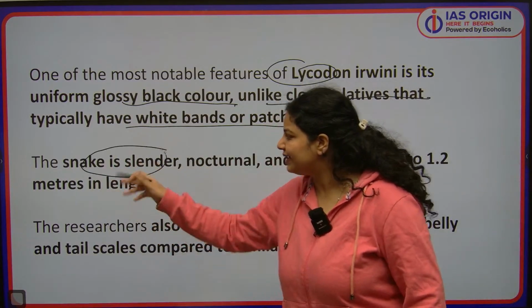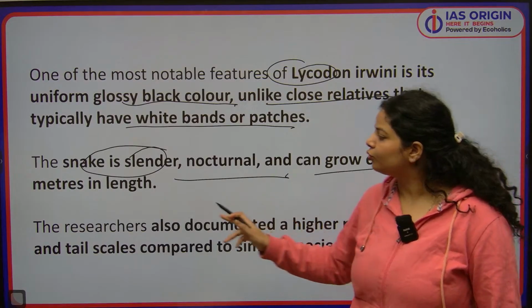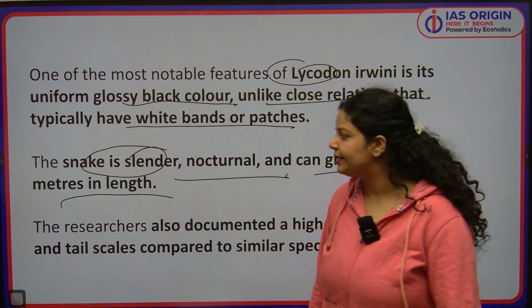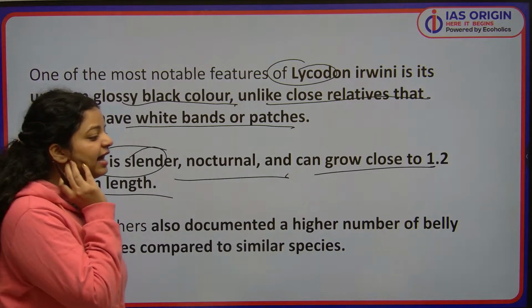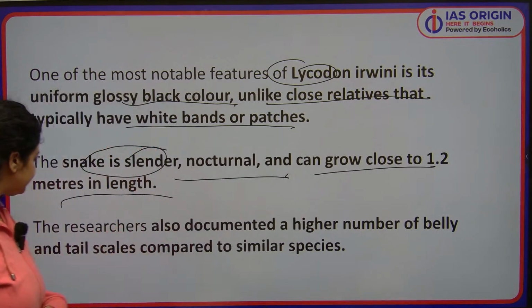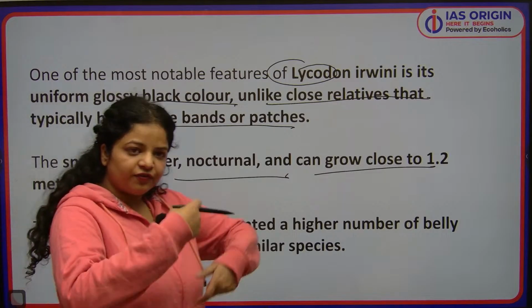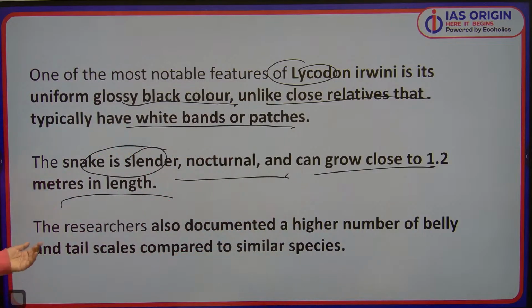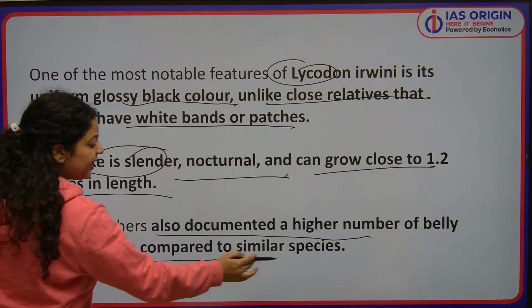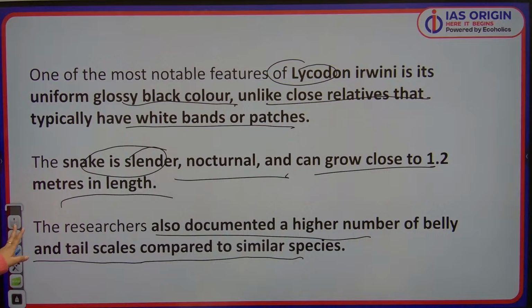The snake is slender, nocturnal, and can grow close to 1.2 meters in length. They have also documented a very high number of belly scales, meaning the count of belly scales is very high compared to the other snake species found in that region. The researchers have also documented a higher number of belly and tail scales compared to similar species present in this region.